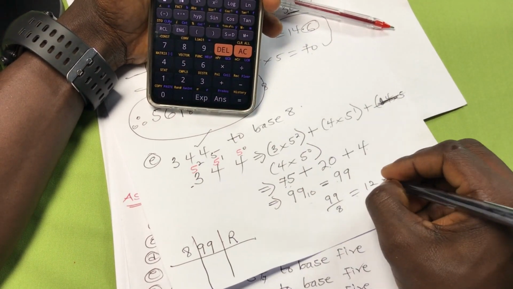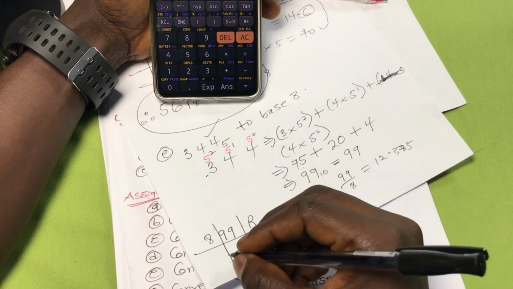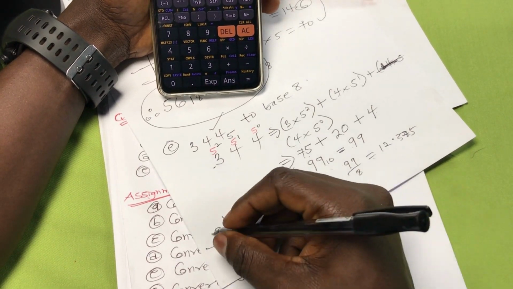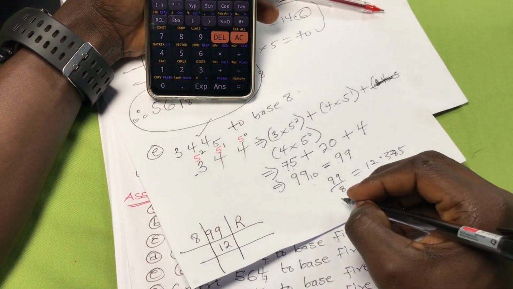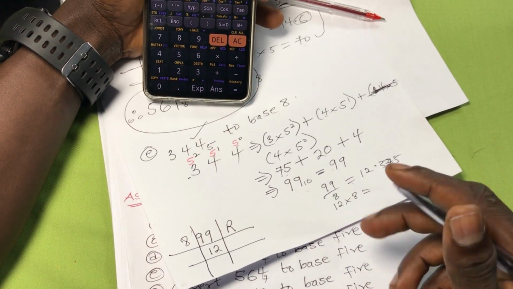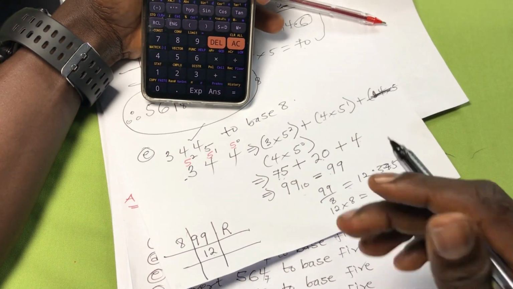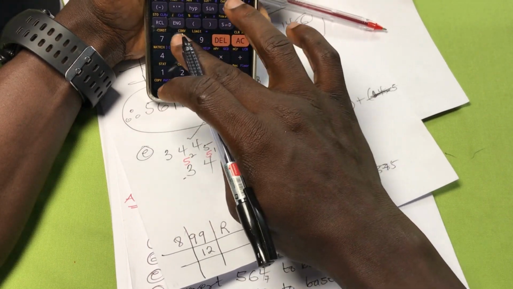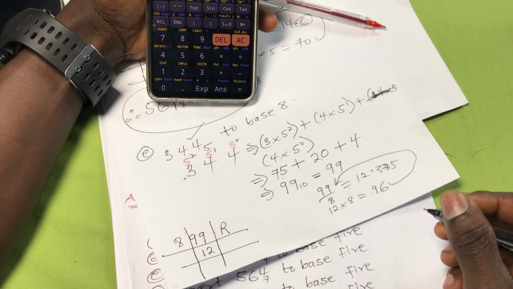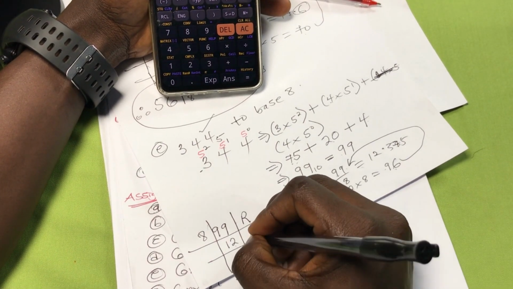That will give us 12.375. But the focus is 12. So it means 12 will go here, and 8 will go here. Now what do we do? We use the 12 to multiply the 8, so that whatever we get, we can take it from 99 in order to get the remainder. Now, 12 times 8, as you can see, is 96, which is very close to 99. So, 99 minus 96 is 3.